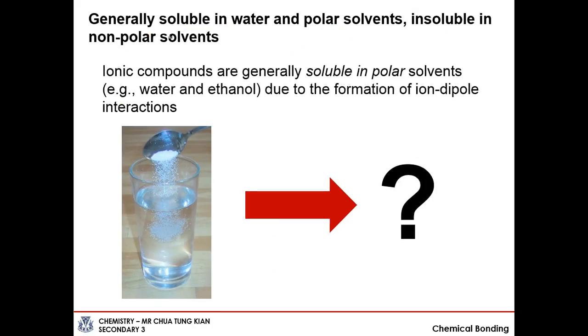So this reason is why ionic compounds dissolve in water. It is not in the O-level syllabus. It is basically because of the formation of ion-dipole interactions. If you want to find out more, check out the dipole nature of water molecules. Okay, the dipole nature of water molecules. And with this, you can find out why ionic compounds tend to dissolve in polar solvents.